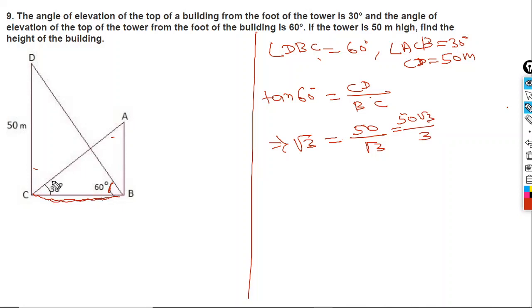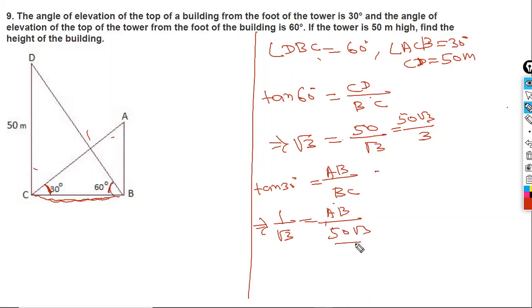Now we will move to this angle, this is your 30. We will find tan 30 here. Tan 30 degrees is equal to AB by BC. Tan 30 you know equals 1 by root 3, equals AB, the length of AB, which is not given. We have to find this. AB divided by BC. The BC length we have just found, this one, 50 root 3 by 3.